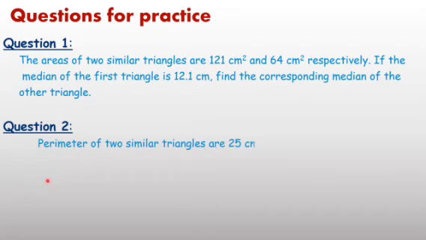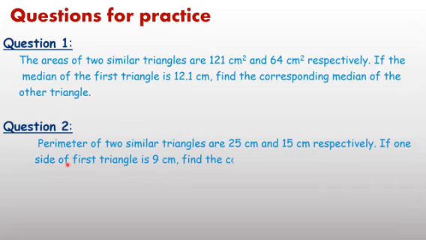Question number 2. Perimeters of two similar triangles are given as 25 and 15. If one side of the first triangle is 9 cm, find the corresponding side of the other triangle. It is based on the fourth result which we have covered in the video. The ratio of sides of two similar triangles is the same as the ratio of perimeters of both the triangles.